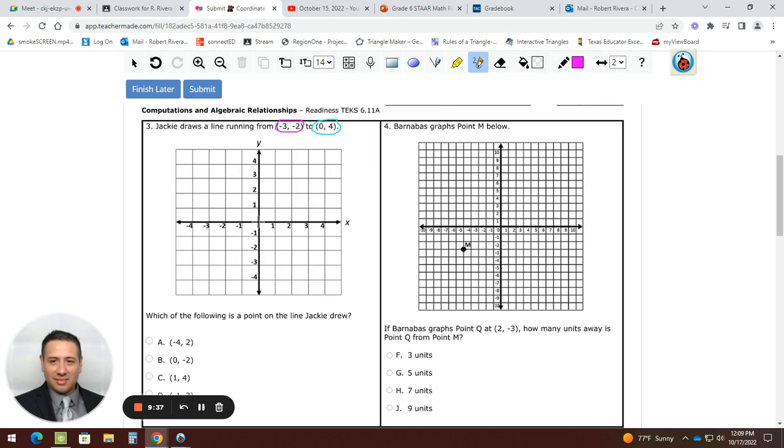And I'm starting from 0, left or right? Negative 3, negative 2, left or right? Left. How many units? 1, 2, 3. Up or down? 1 unit, 2 units.